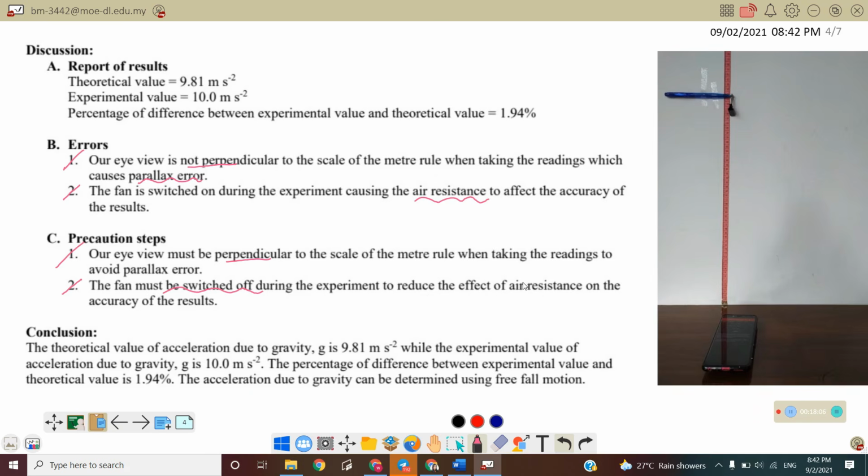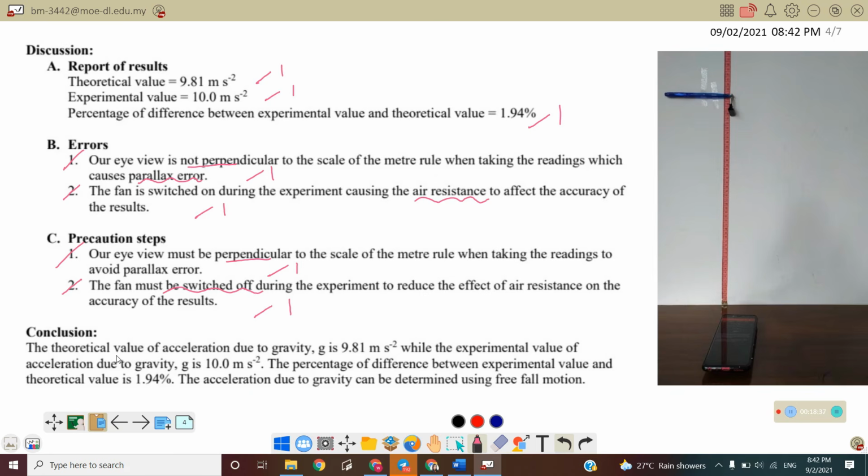And then we come to the conclusion. Just now was the discussion part. For the discussion part, you will get a few marks: if you report all correctly, you will get 1 mark. Errors and precaution also 1 mark each. Last one is the conclusion.